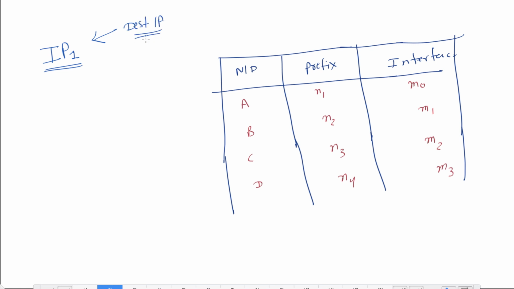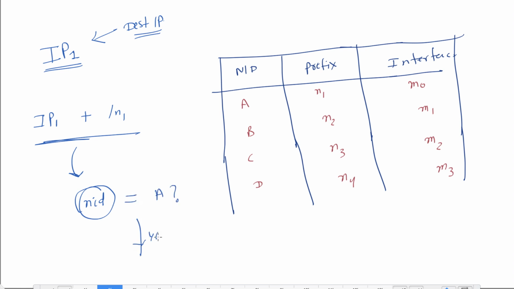Then what we are going to do is take this IP address and this prefix length, N1, and apply N1 to IP1. Then we are going to find out some network ID. Is this network ID matching? Is this equal to A? If yes, then forward to M0. If no, then check the next prefix. This is how we are going to do it.